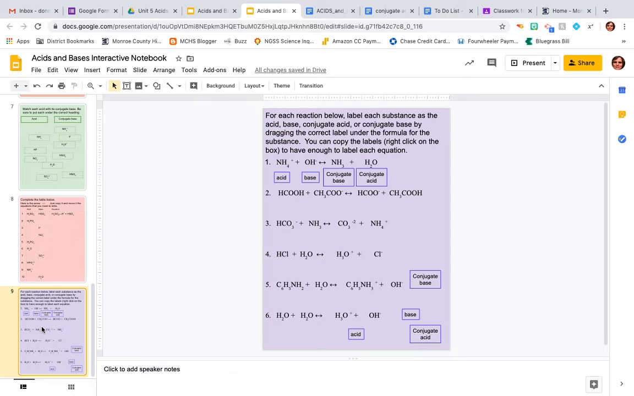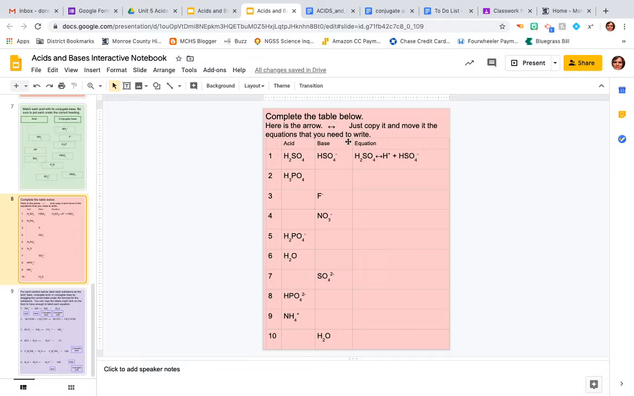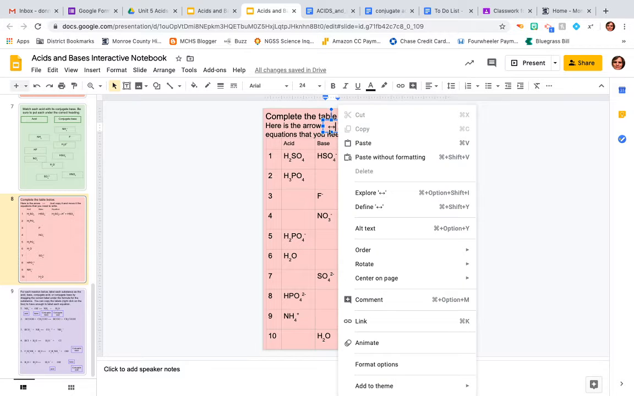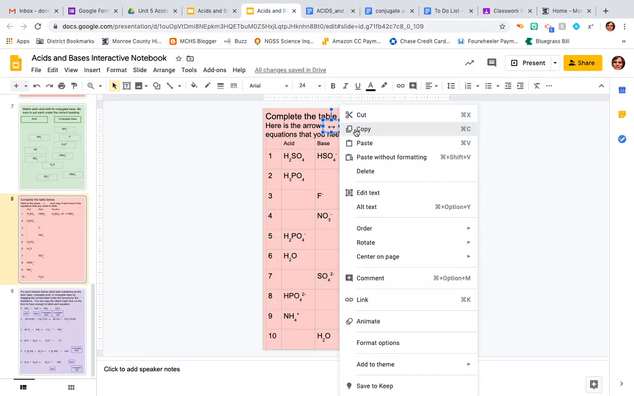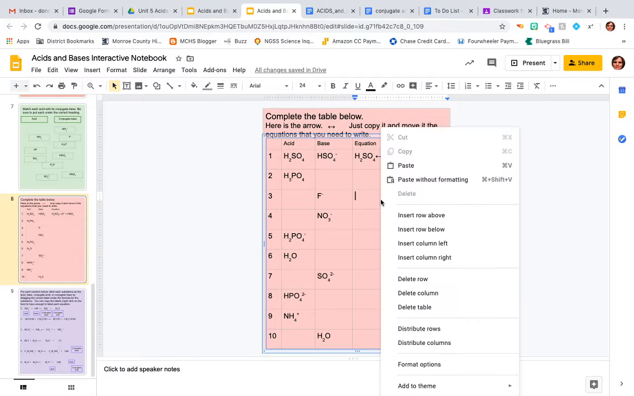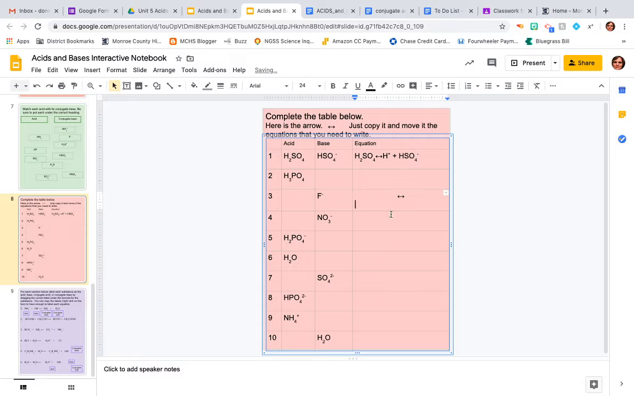And then on this slide, I have an arrow up here. See how you need an arrow in the equation? Well, I have put an arrow up here for you. All you have to do is click on it, and then again, see the plus, right click, and you got to make sure you got the plus. Right click copy, and then I can right click paste, and there it will be.